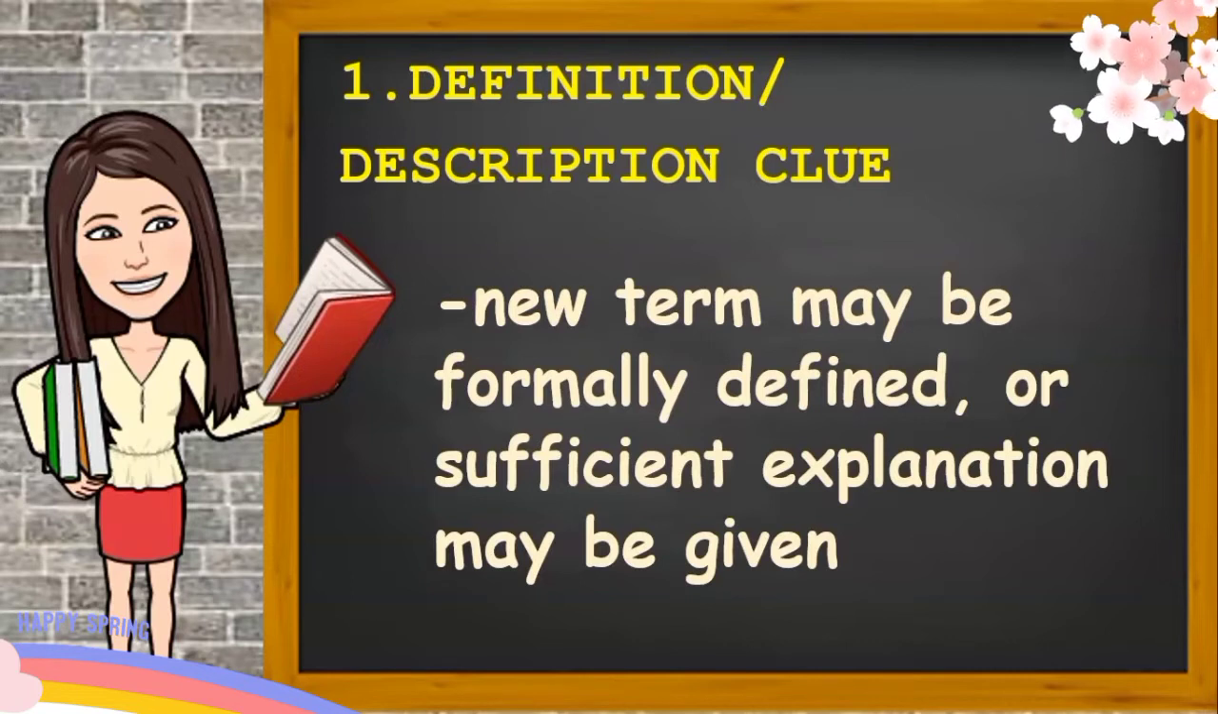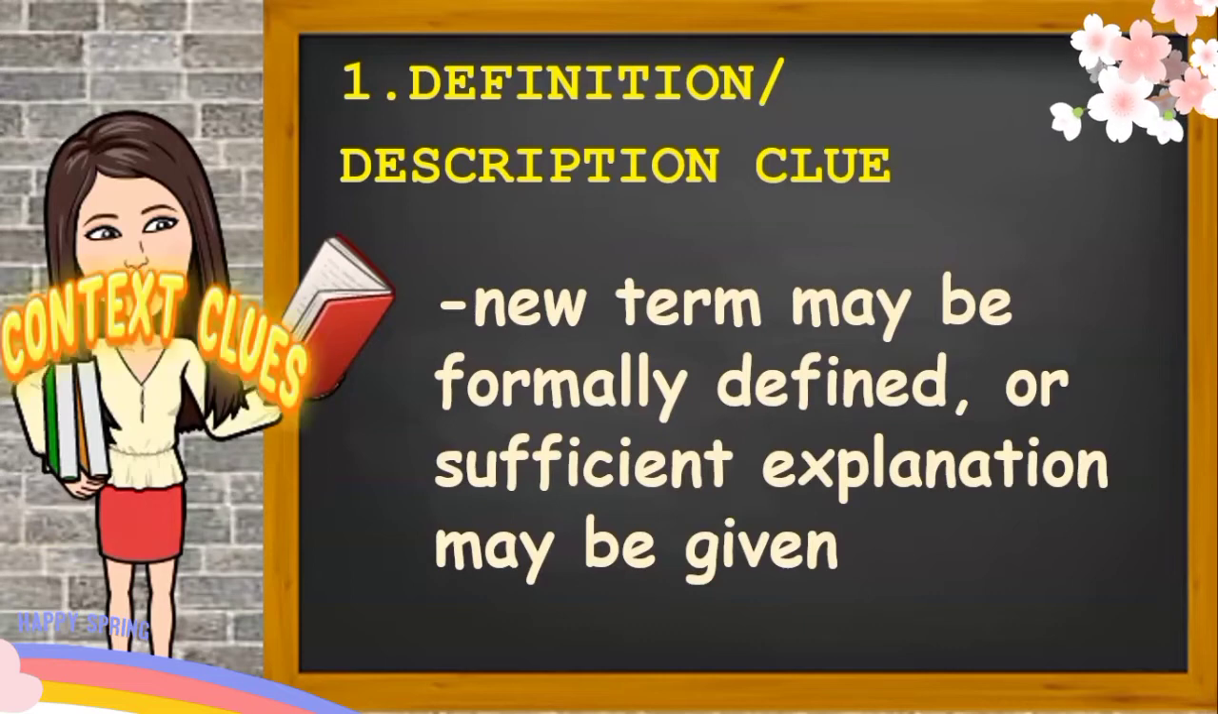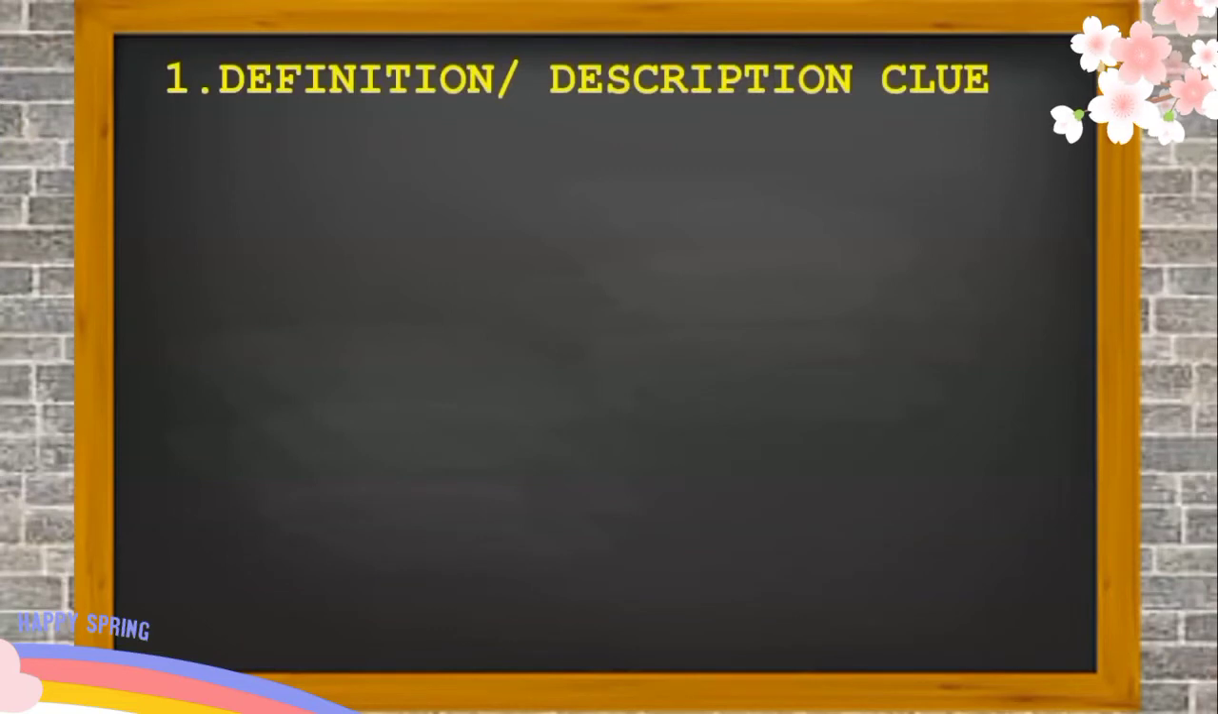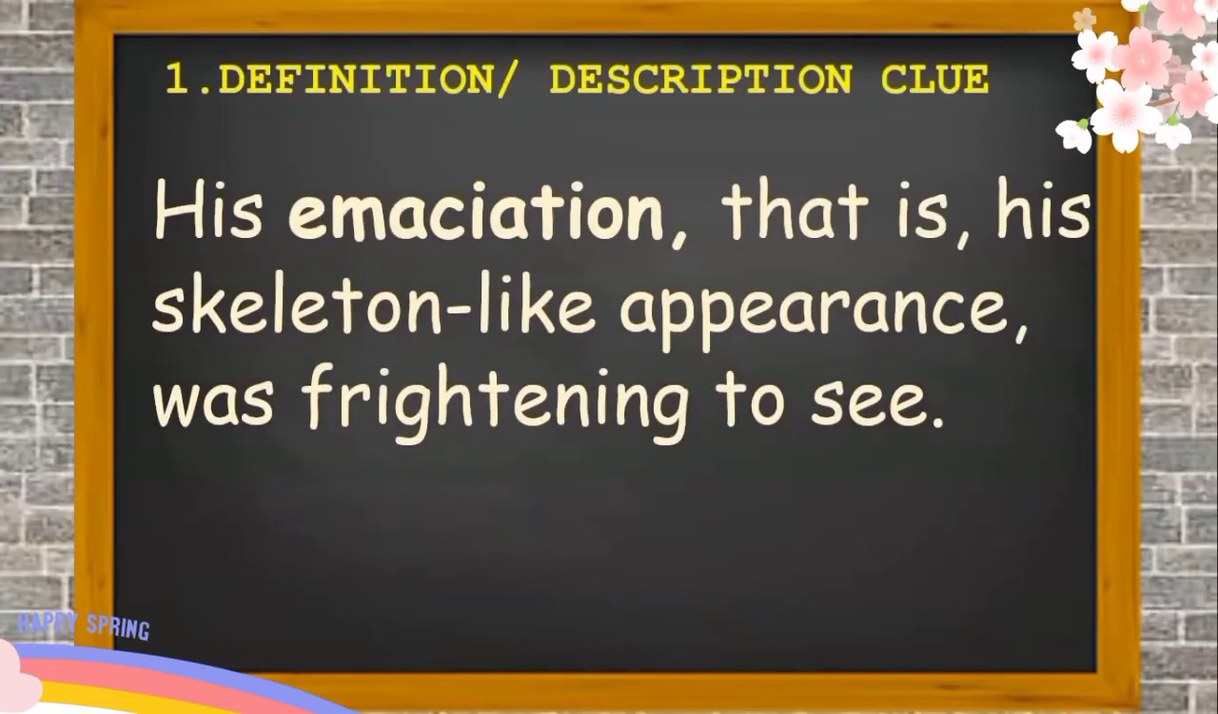This type of context clue includes "that is," or sometimes it uses commas, dashes, or even parentheses to signal that a certain definition is given to further explain a new term. Example: his emaciation, that is, his skeleton-like appearance, was frightening to see.